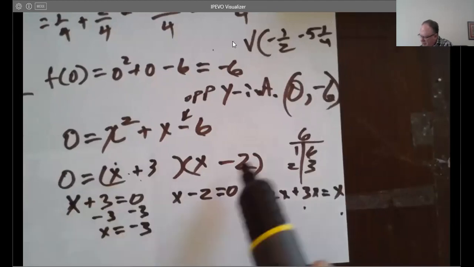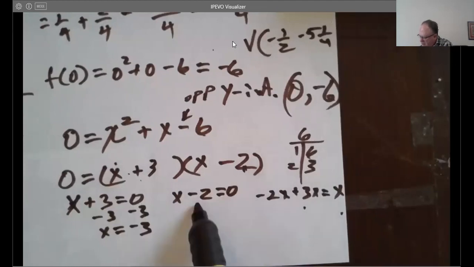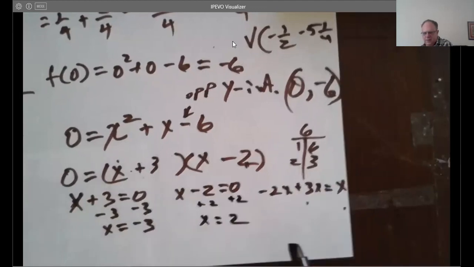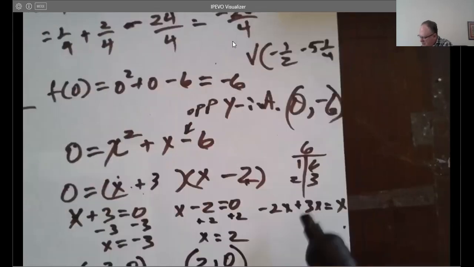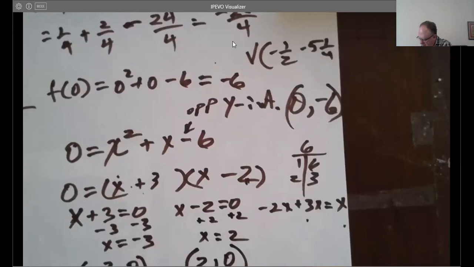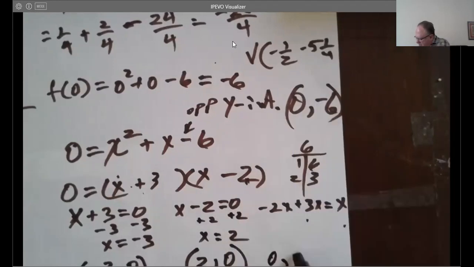So we're going to do the same thing here. x minus 2, set that equal to 0 and solve. We add 2, and we get x equals 2. So that means our x-intercepts are -3, 0, and 2, 0. So our intercepts are -3, 0, 2, 0, and 0, -6. We found that one earlier.